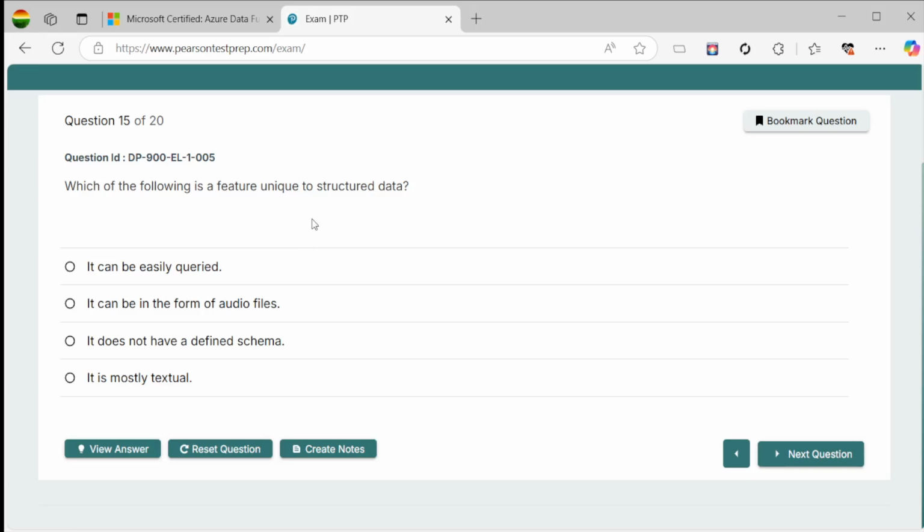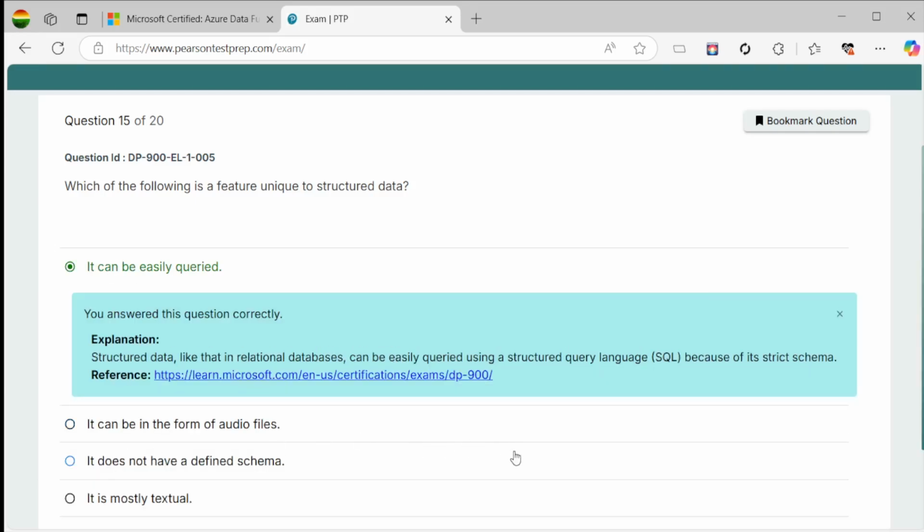So, structured data, as we mentioned, has a strong schema. It's often transactional and stored in SQL Server in relational databases. So, therefore, it does not have a defined schema. We know that's not the answer. It's mostly textual. No, that doesn't really fit. It can be in the form of audio files. No, that would be unstructured data. But structured data can be easily queried in SQL Server.